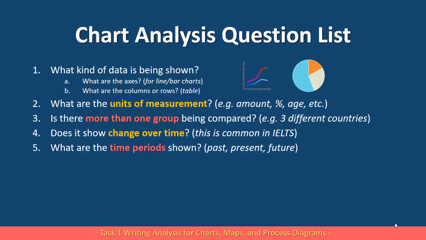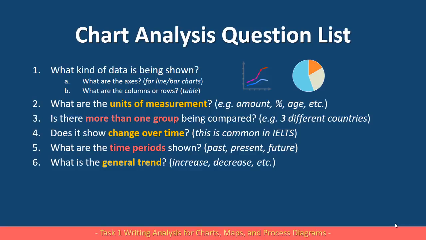Next, what are the time periods shown? If it does show change over time, what are the time periods? Is it in the past? Is it the present? Is it the future? Why is this important? Because if it's in the past, then you need to use past tense for your grammar. If it's in the future, well, you're going to use different grammar than if it were only in the past. Different sentence structures and different verb tenses.